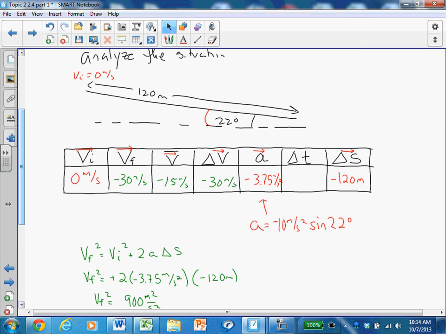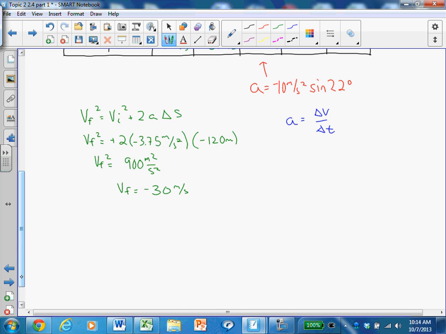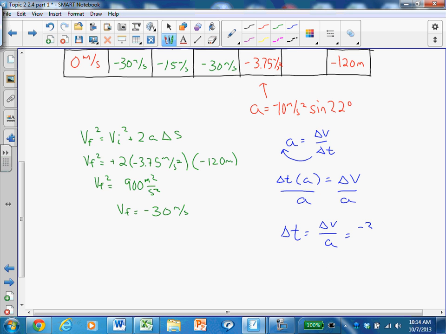And we could solve for delta T from A equals delta V over delta T. Bring the delta T up. Divide by A. Delta T is delta V over A, which was minus 30 meters per second over minus 3.75 meters per second squared, which is 8 seconds.